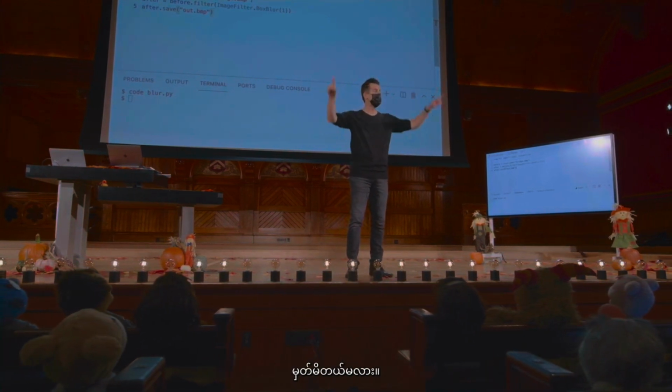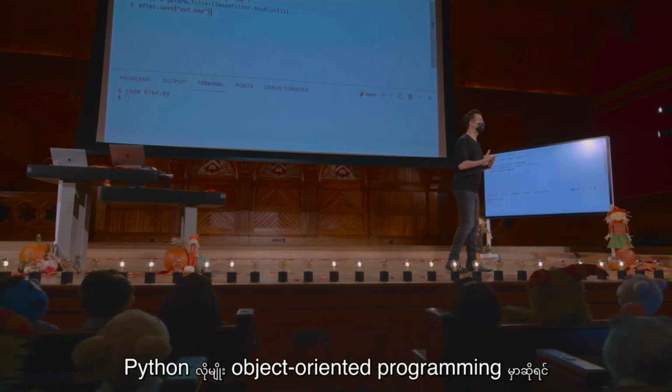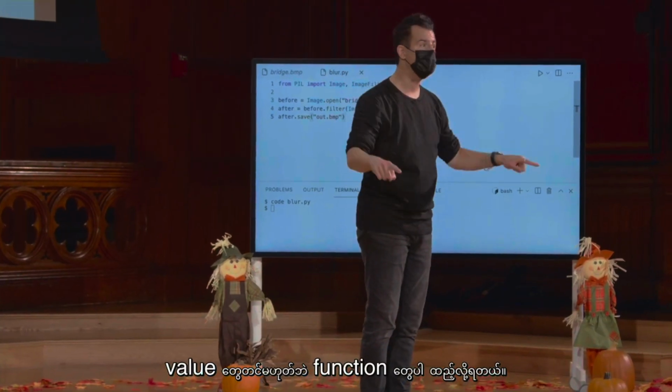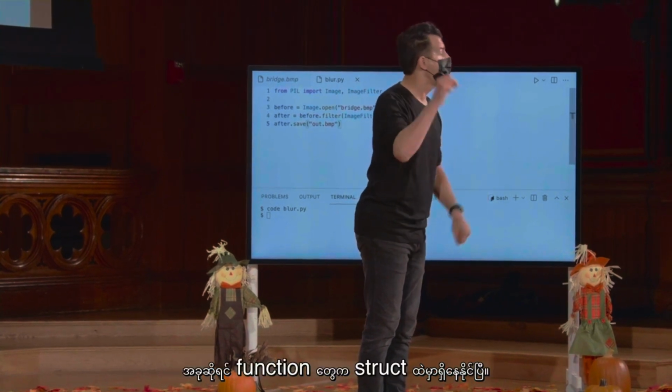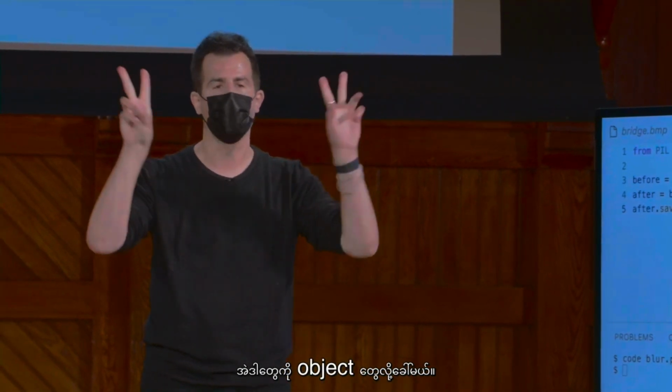Recall that structs encapsulate multiple types of values. In object-oriented programming, in a language like Python, you can encapsulate not just values, but also functionality. Functions can now be inside of structs. But we're not going to call them structs anymore. We're going to call them objects.